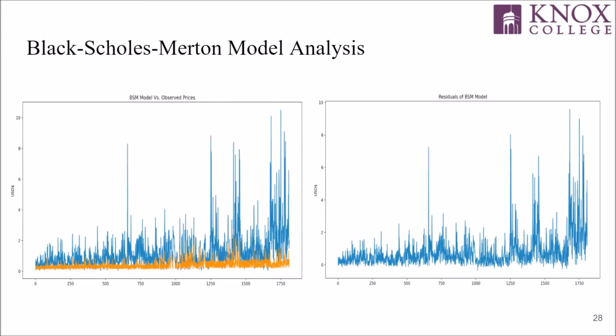Let's have a look at the Black-Scholes-Merton model, the one that won the Nobel Prize for Economics. We can see here, as it's known for, that it undervalues a lot of the option prices. And you can see on the right here, we can have these huge spikes.